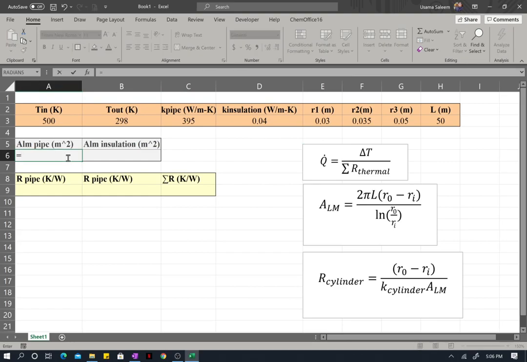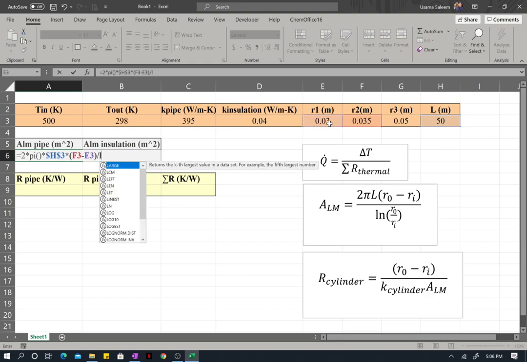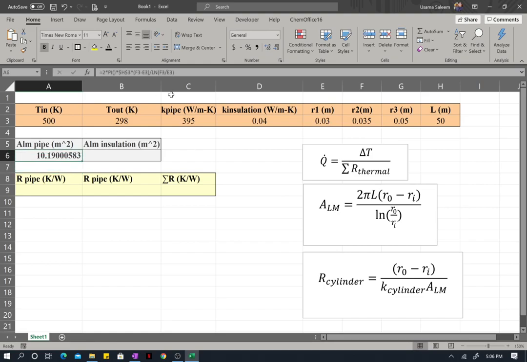So the log mean area, I have the equation here. I have all the main equations here. I'm going to start off by writing 2 pi times the axial length, and we're gonna make that an absolute reference. Multiply that by the difference, and for the copper pipe, it's going to be R2 minus R1, the thickness of the copper pipe, and divide that by the natural logarithm of the outer radius divided by the inner radius. That gives you the log mean area of the copper pipe.